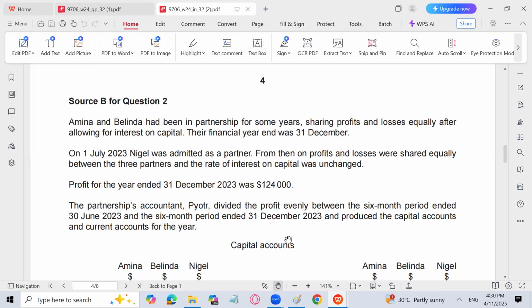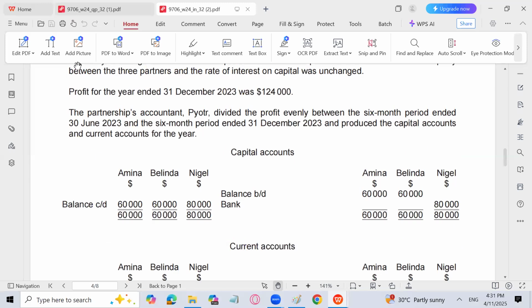Right? So, for example, profit evenly between the 6 months means that if an expense is incurred for the year of 12,000, it means that 1 month expense is 1,000. So we will record 6 months expense, meaning rent of 6,000 will be recorded in the first 6 months, and rent of 6,000 in the last 6 months. This is how we will distribute the profit and produce the capital accounts and current accounts, which are given.